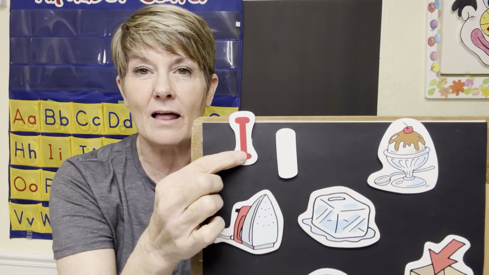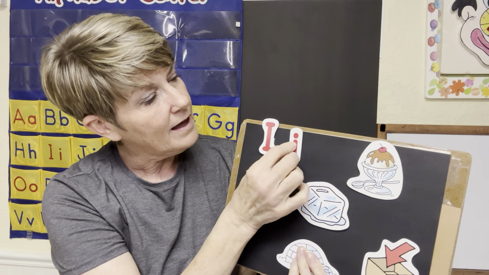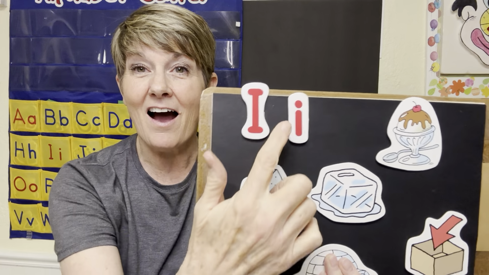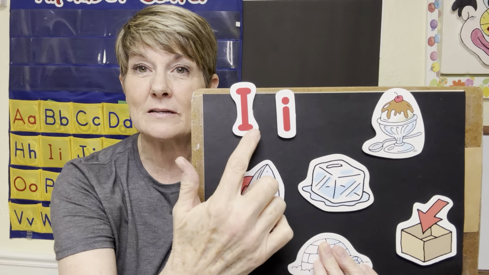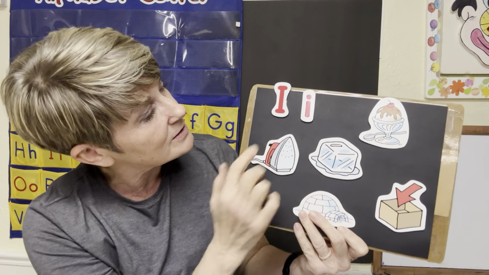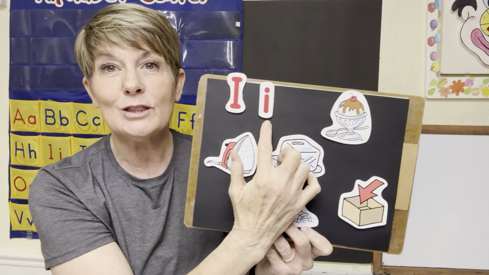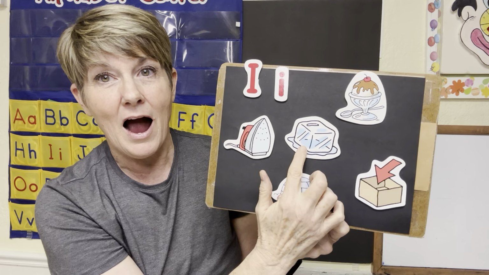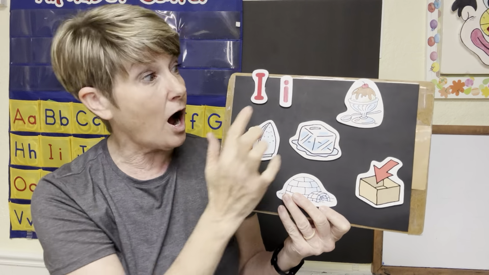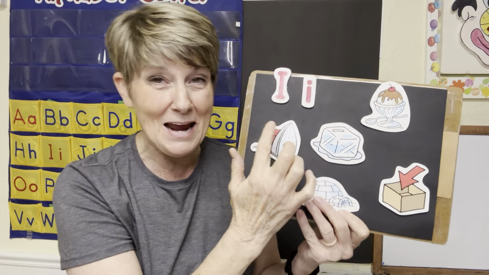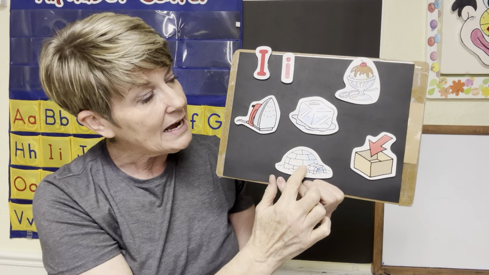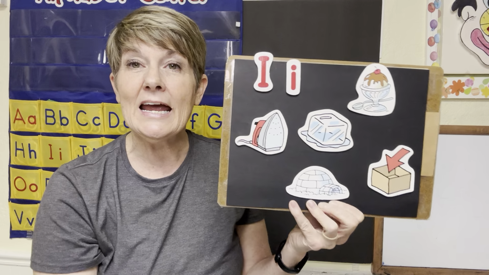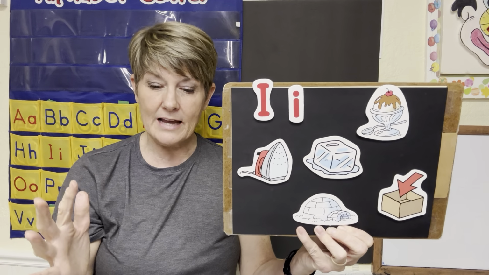There's a capital I. And there's a lowercase I. It's a line with a dot, and a capital's a line with two little bars on it. Capital I, lowercase I. And it makes the sound of ice cream, ice, and iron. So I, the sound of his name. That was a big hint, wasn't it? Igloo, in. I is its other sound.